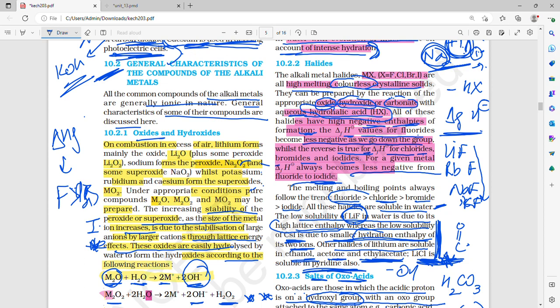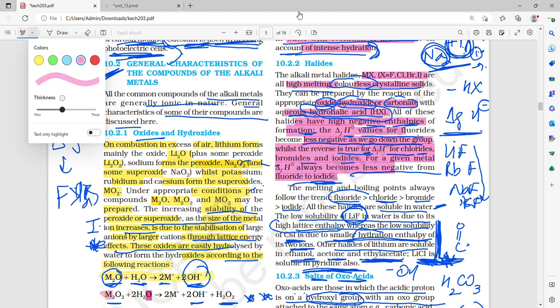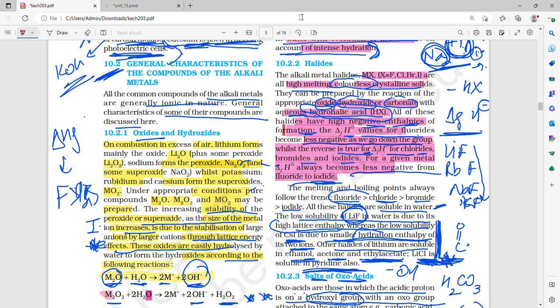That is, as we go down the group for alkali metal chlorides, bromides, and iodides, the enthalpy of formation will become more negative. Whereas for fluorides, it will become less negative. This is very important. It needs to be highlighted more because this is very, very important.